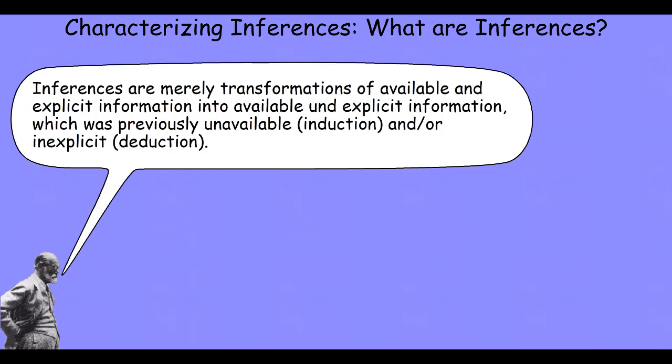In all of these cases, inferences are psychological processes that transform information that's available and explicit to the part of the brain that's making those inferences, and does so with the goal of creating new information that is available and explicit for that system or for other systems or for use overall. So it works to create new information, previously unavailable information. For instance, this is a specialty of induction. Or to take information that wasn't explicit and to make it explicit. That's also a specialty of deduction.